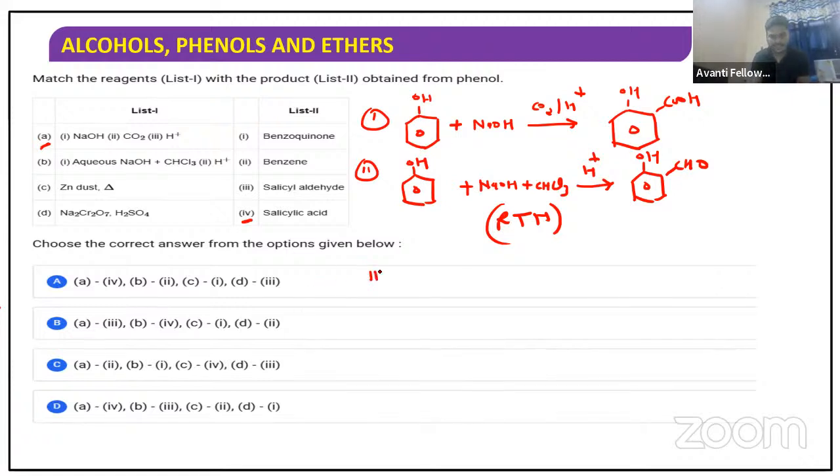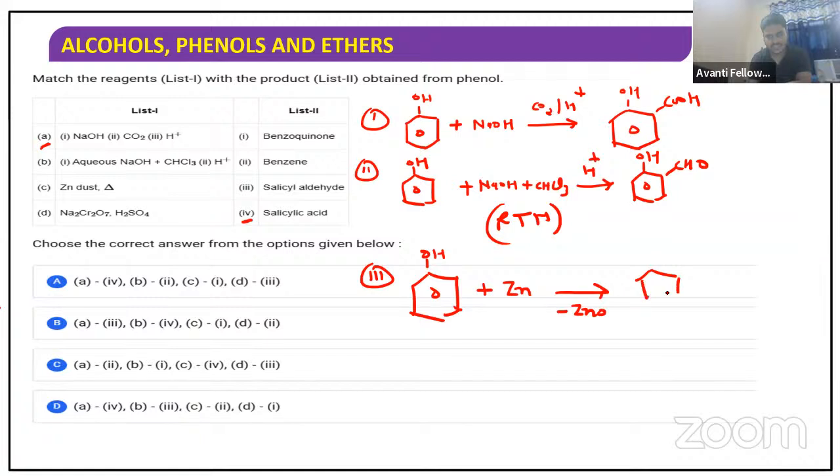Now, similarly, in the third case, what do we have? In the third case, that is phenol treated with zinc dust. So when the phenol is treated with zinc dust, ZnO is released and only benzene is formed. So only benzene is formed.